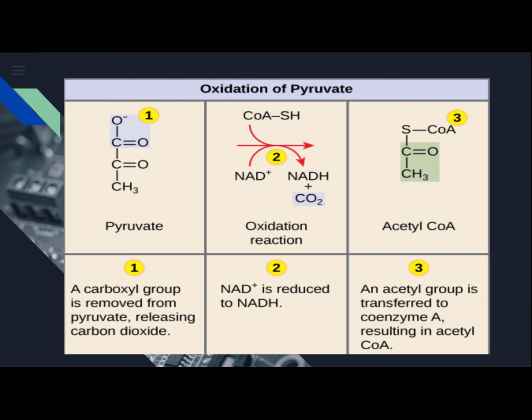So as you can see in the second one, we are going to show how we take it from where it's dangerous as a free radical and make it into something more useful. The molecule we're going to use here is NAD. When we add the molecule to NAD, it becomes NADH. Then in the third box here, we can see an acetyl group being transferred to a coenzyme A, resulting in acetyl coenzyme A.